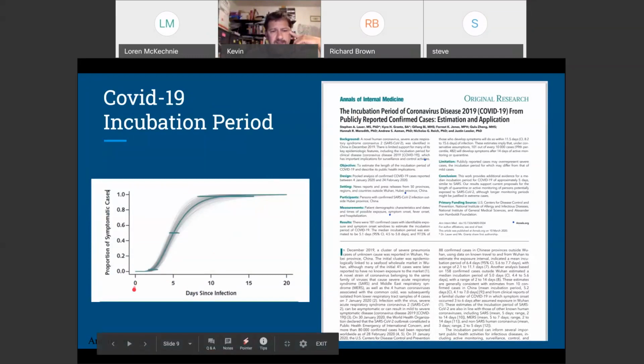This virus infects people, and we call that time zero. If you get exposed to the virus and it makes it into your nose or your lungs, that's day zero. And what we know is that 5 days later, half of the people who will develop symptoms will show those symptoms by 5 days.